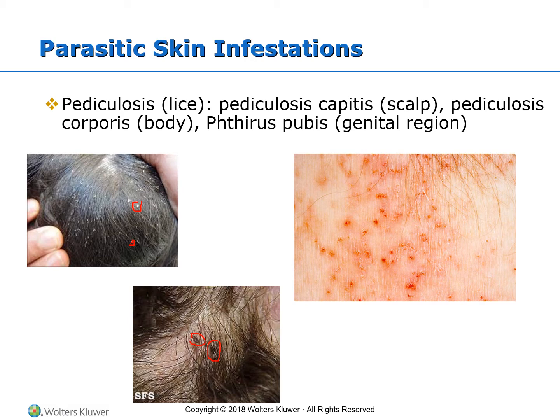The actual lice will mature in about 2 weeks, and then they can lay more eggs, and the cycle continues. Head lice can be transmitted directly. It can also be transmitted by indirect contact. So it's important to make sure they're not sharing any combs, brushes, caps, hats, anything like that. Pubic lice is also extremely common.